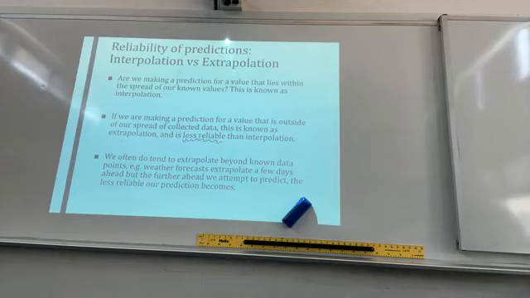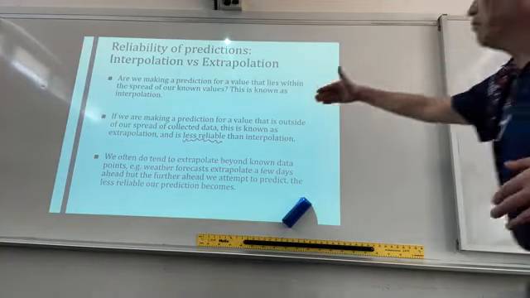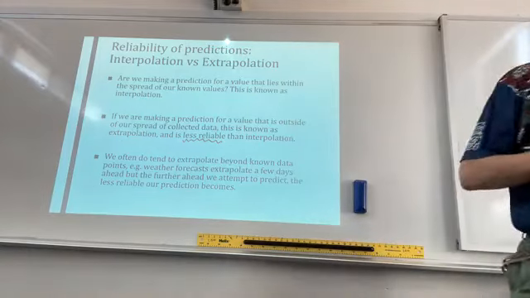So, we often do tend to extrapolate beyond known data. For example, a weather forecast is extrapolated a few days ahead. But the further ahead we attempt to predict, the less reliable it is. So, for example, the Bureau of Meteorology will give you about a 7-day forecast. They won't give you 14 or 15 days because it's not reliable. All right, we'll talk about extrapolation and interpolation a little bit more later.